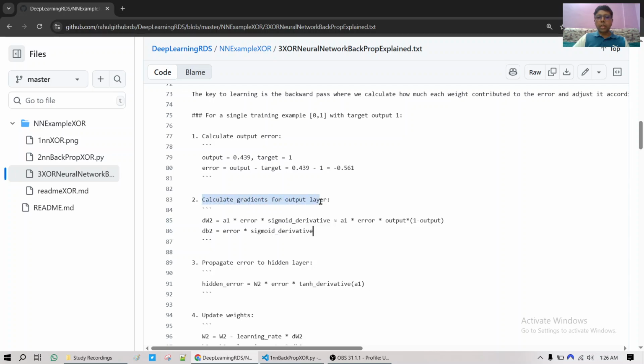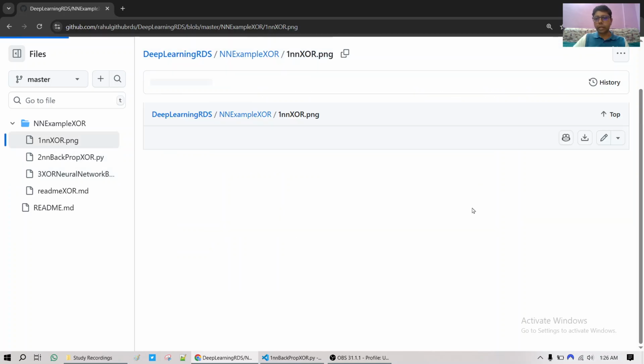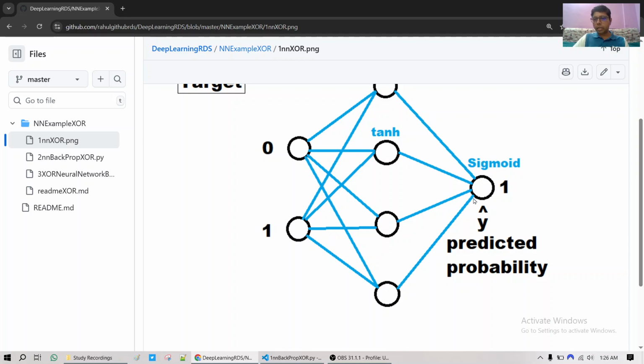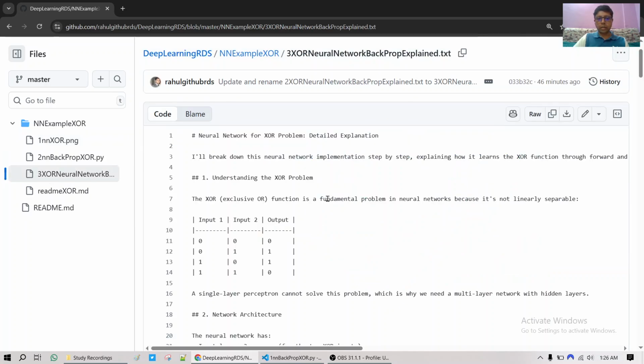So what is gradient? Once we get the error, we are going back, right? This is backward propagation, and we are going to tell all these hidden layer nodes, okay, boss, you have to adjust your weights and bias and come again with the solutions, right? So how are we going to tell that?